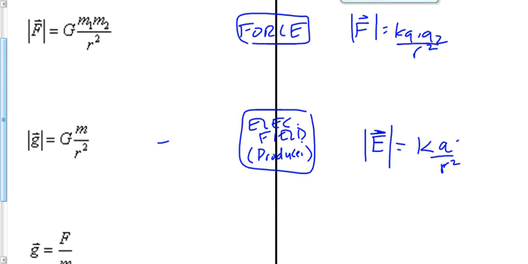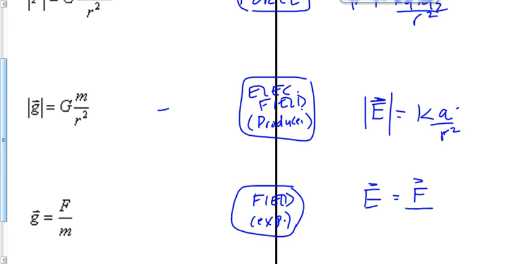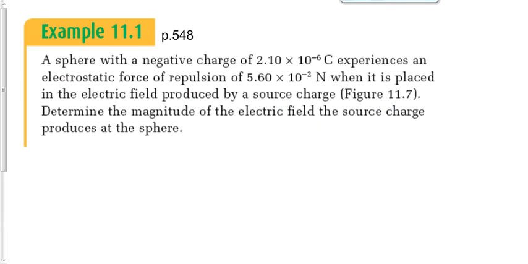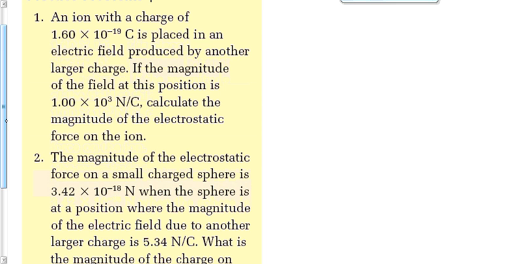Finally, the last equation is my field equation for an experiencer. What feels the field? The electrical equivalent to the gravitational field would be E is equal to F over Q, the force experienced divided by the charge. Now, we did a couple of questions yesterday. Any issues with either of those questions?